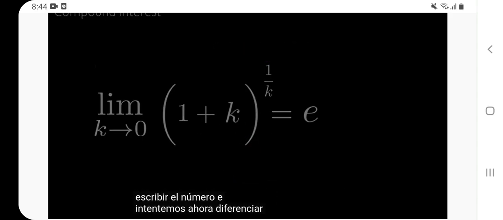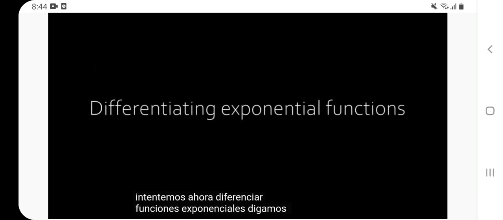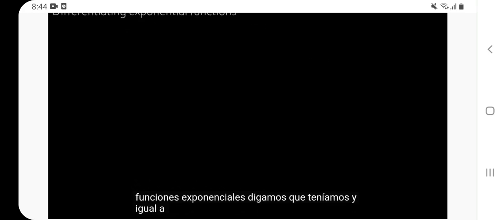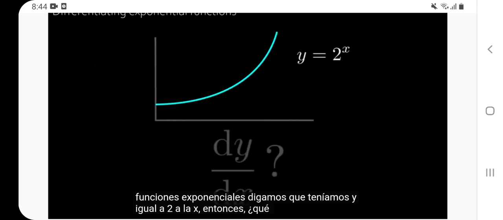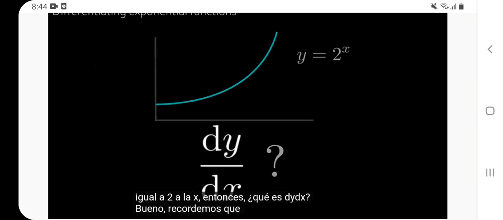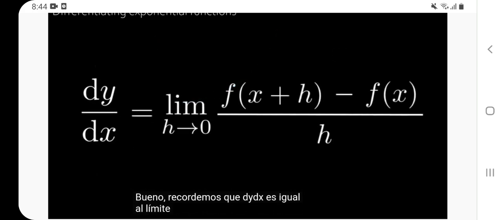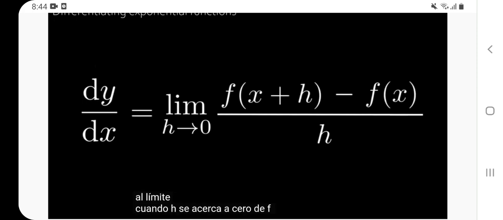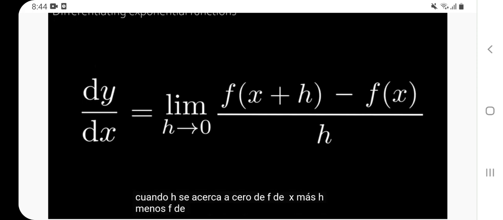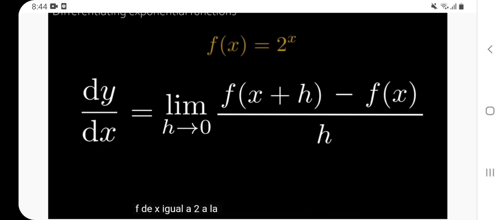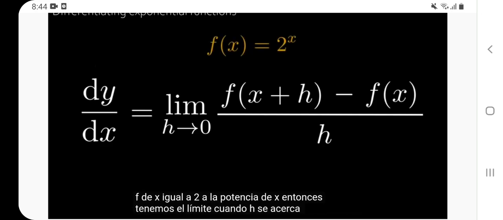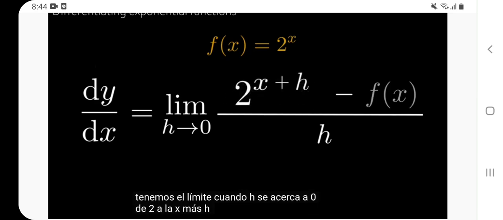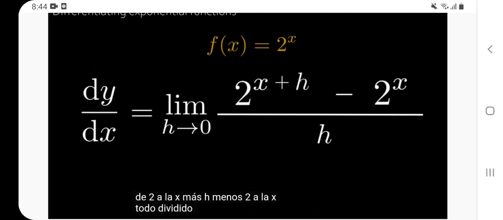Let's now try to differentiate exponential functions. Say we had y equal to 2 to the x, then what is dy/dx? Well, we remember that dy/dx is equal to the limit as h approaches 0 of f(x plus h) minus f(x), all divided by h. Now, if we take f(x) equal to 2 to the power of x, then we have the limit as h approaches 0 of (2 to the x plus h minus 2 to the x) all divided by h.